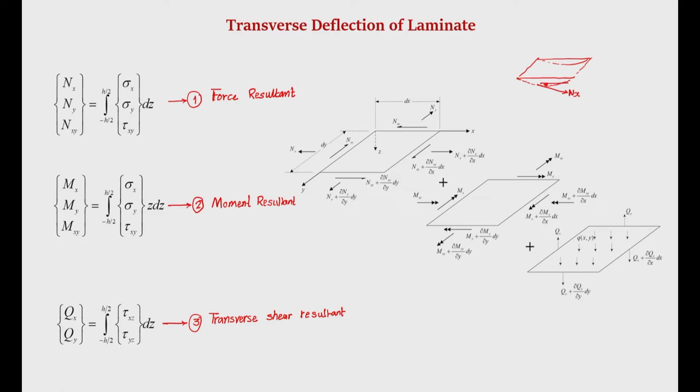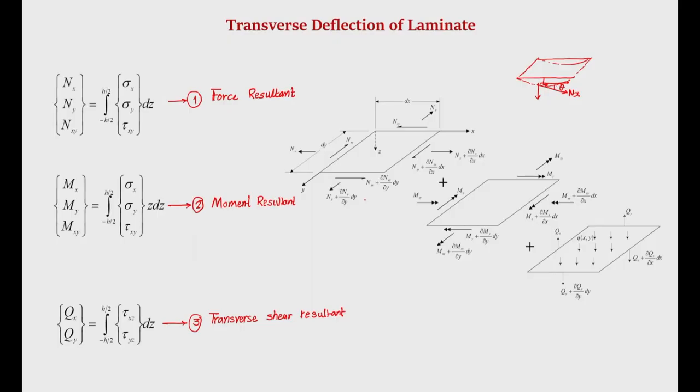Now, if this is small, then this theta will be very, very small, and therefore we can actually neglect the out of plane component of the in plane force resultant. However, when the deflection is large, we cannot neglect this. Say, for example, when you do the buckling analysis, we cannot neglect this out of plane component of the in plane force resultant. Here, considering a small transverse deflection, we neglect the out of plane components of the in plane force resultant. Okay, so this small element which you have considered, and these are the forces.